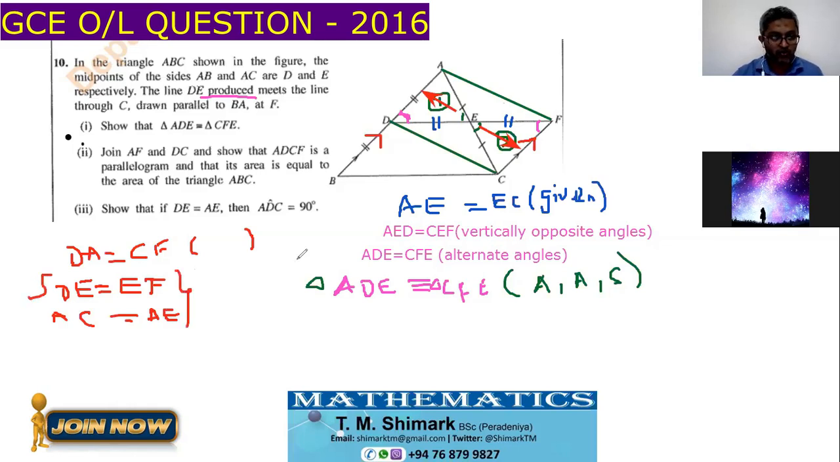So we can come to the conclusion that ADCF is a parallelogram. So ADCF is a parallelogram, we have shown. Now, the next part of the question says that its area is equal to the area of triangle ABC.